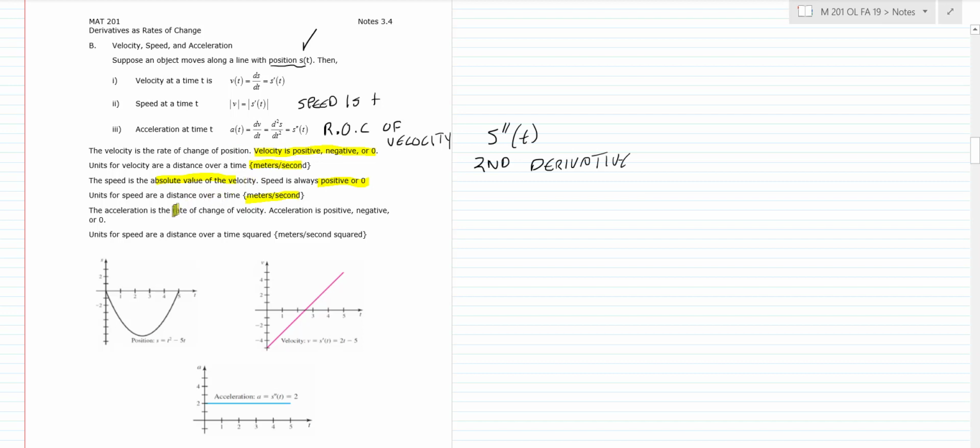And then the acceleration is the rate of change of velocity. And acceleration can be positive, negative, or 0 also. Positive would mean that you're probably speeding up, and negative would be you're slowing down. Okay, that's what that means. And then its units are in distance over time squared, so something like meters per second squared.